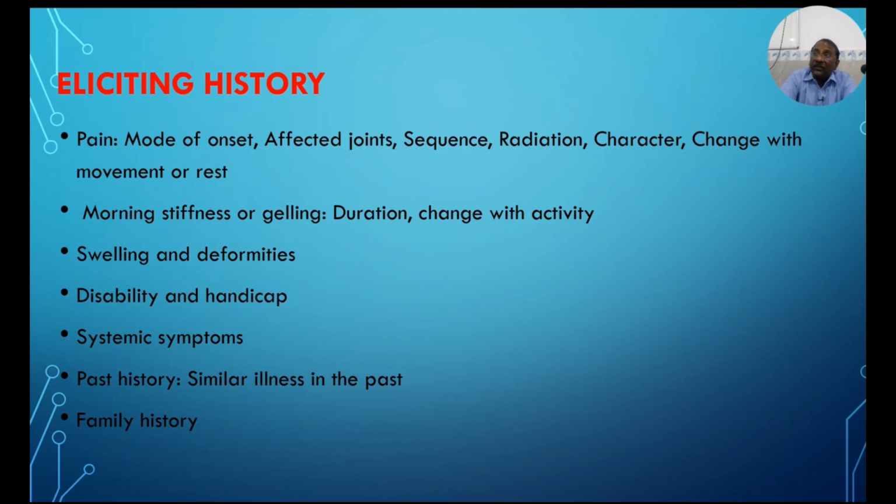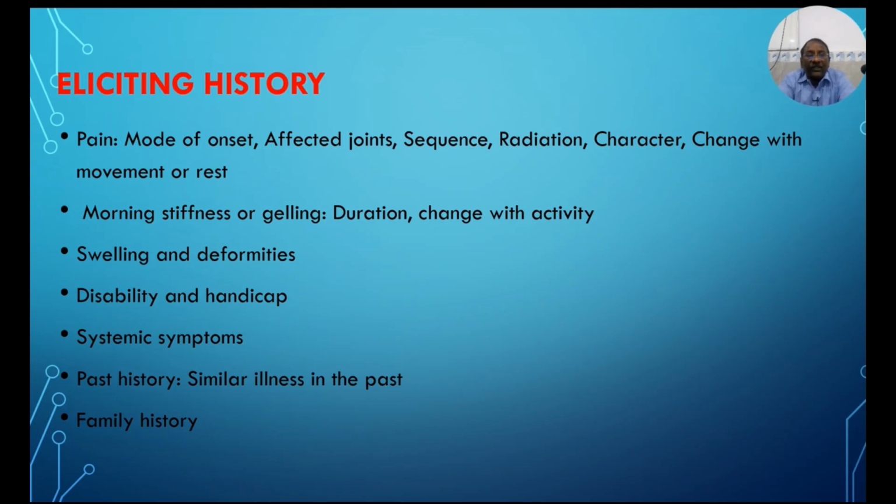Systemic symptoms are very common. When the patient is having systemic symptoms like breathlessness, chest pain, abdominal pain, or anuria or oliguria, etc., one should be very careful about internal organ involvement.